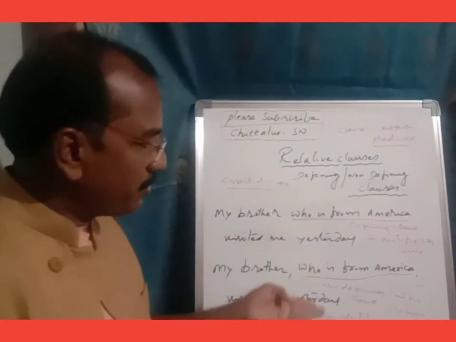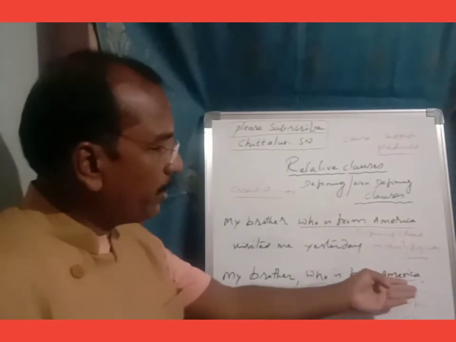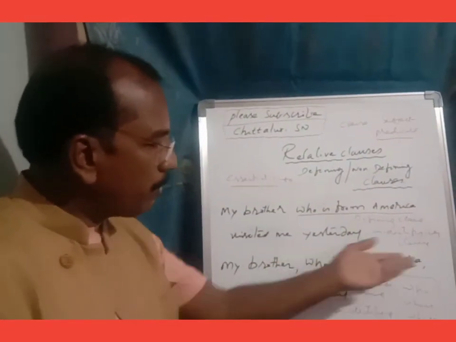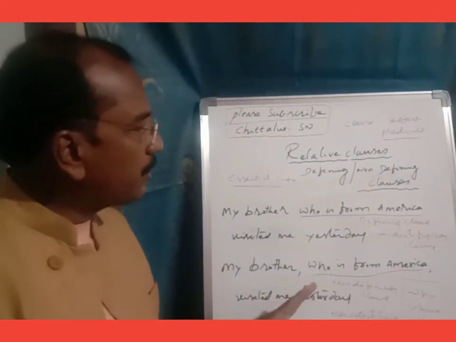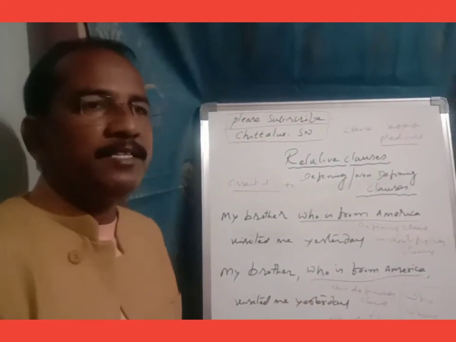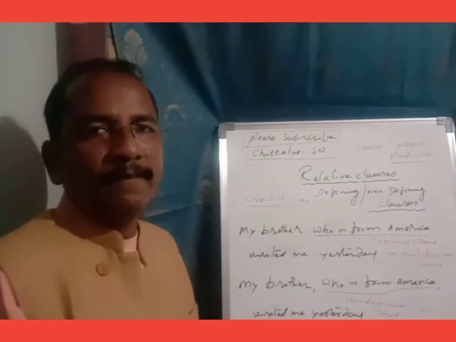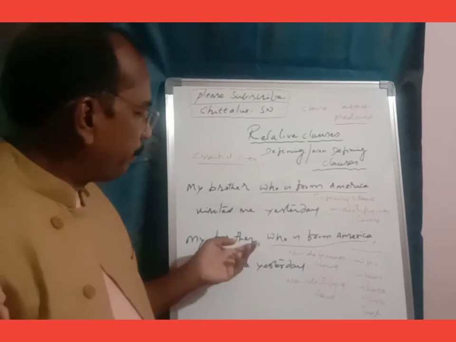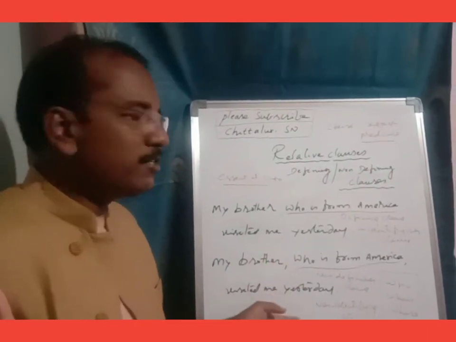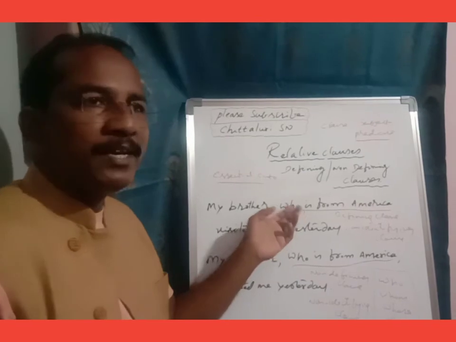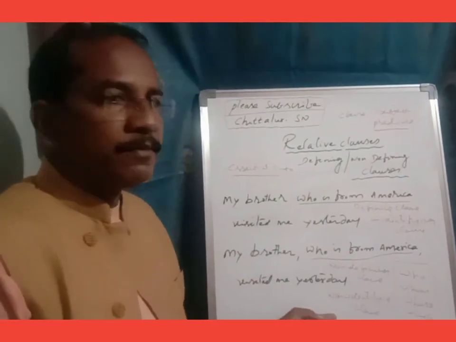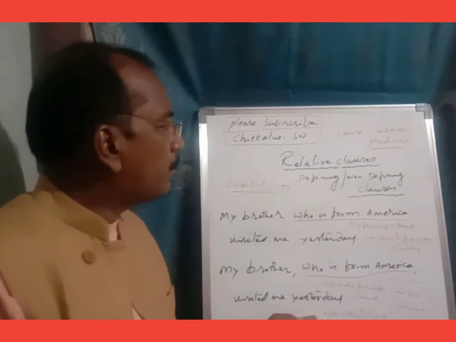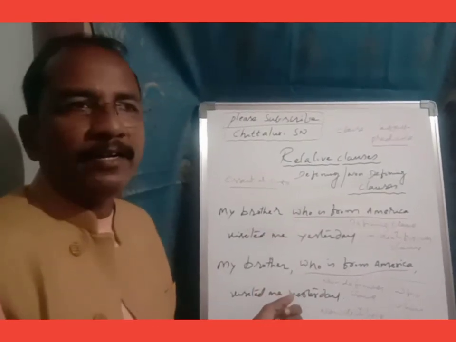But the non-defining one is not like this. It only gives extra information, who is from America. That's why it is preceded and followed by commas here. Is it clear? Defining clause means it defines the noun or subject, and non-defining means it does not define the noun or subject in a sentence. It only gives extra information. A defining clause gives essential information; a non-defining clause gives only extra information. This is all about defining and non-defining clauses.